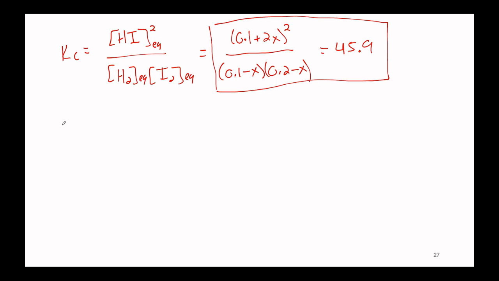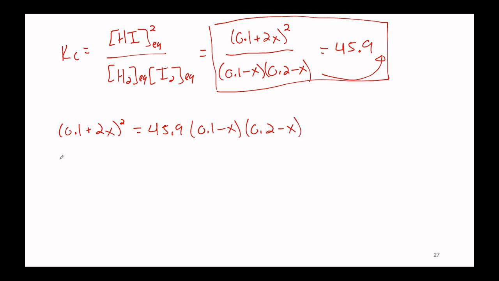I'm not going to show every step, but I will show some of the steps setting up this problem. First, we're going to take the denominator and multiply it up into the numerator on the other side. So we will end up with 0.1 plus 2x squared. This will be equal to 45.9 times 0.1 minus x times 0.2 minus x.